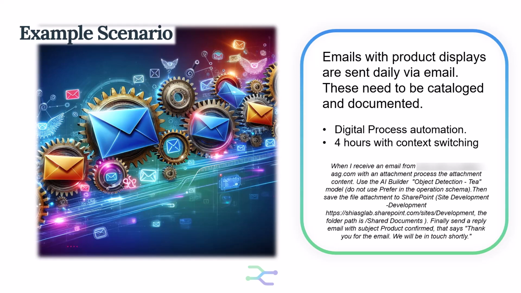When I receive an email from this address with an attachment, you're going to use AI Builder. This particular model is the Object Detection T model. You're going to use that, process it, then save the file attachment to SharePoint. Finally, we're going to send a reply email with the subject product confirmed, and thank you for your email. We'll be in touch shortly. Keep in mind, with the amount of images that come in daily, there could be 4 hours wasted on doing this, especially when we talk about context switching.